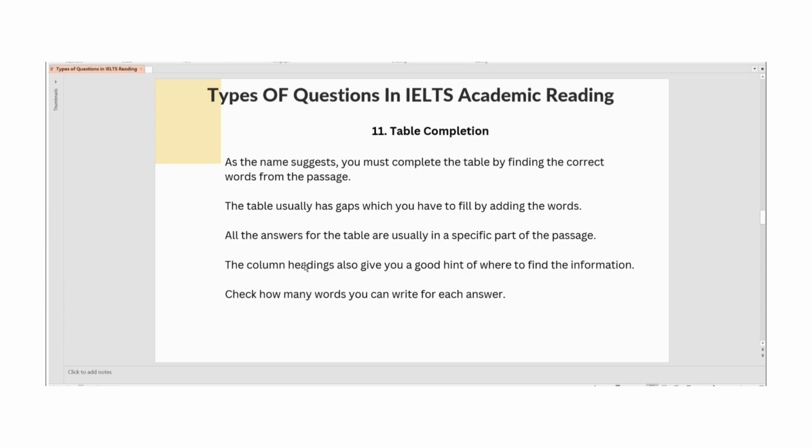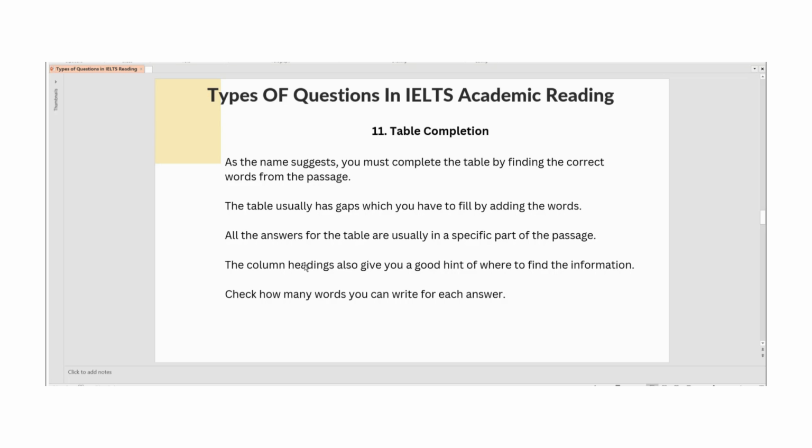The tables in the reading test are quite similar to tables in the IELTS listening test. You must complete the table by finding the correct words from the passage. The table usually has gaps which you have to fill by adding the words. All the answers for the table are usually in a specific part of the passage. So this is interesting. Unlike other types of questions such as summary completion, list completion or sentence completion, the table asks questions about a specific part of the passage, so all the answers for the table are usually available in a specific part of the passage.